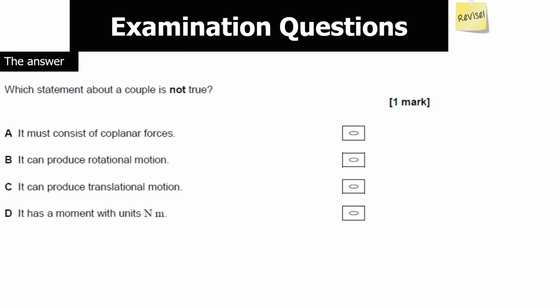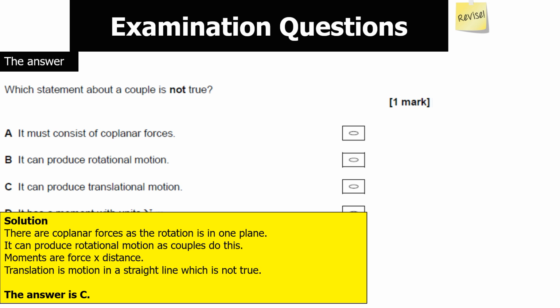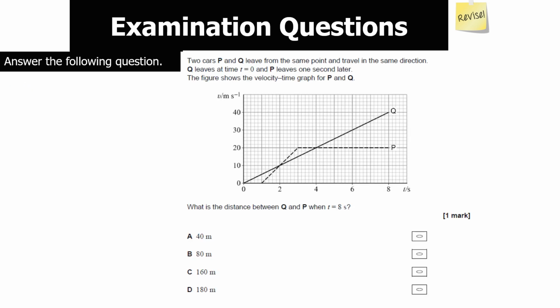Right, so for this one, there are coplanar forces as the rotation is in one plane. You'll know that couples can produce rotational motion, that's one of the definitions of them, and moments are equal to force times by distance, so the units will be Newton meters. But translation is motion in a straight line, which does not happen with a couple, so the answer is going to be C.